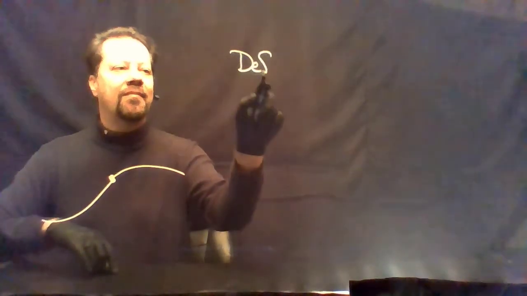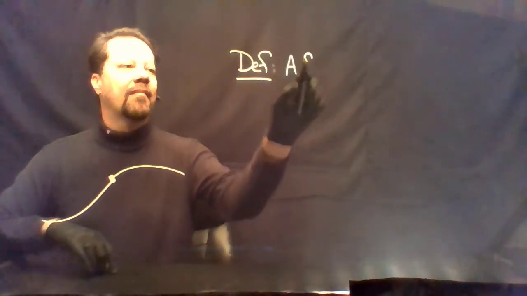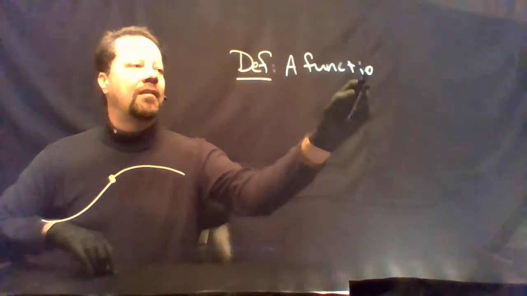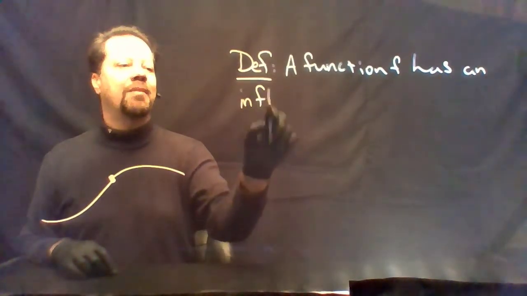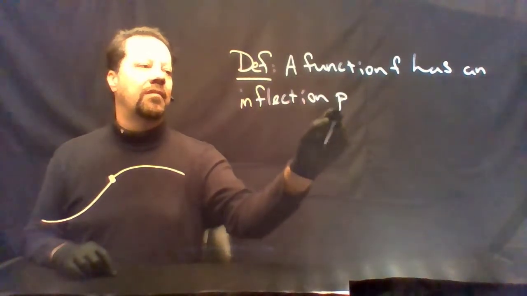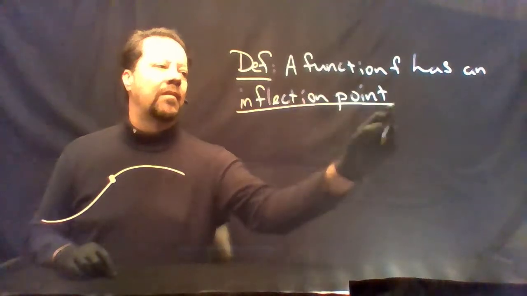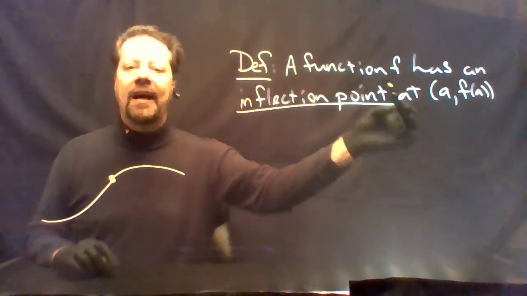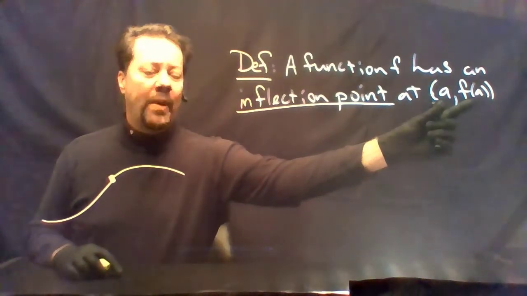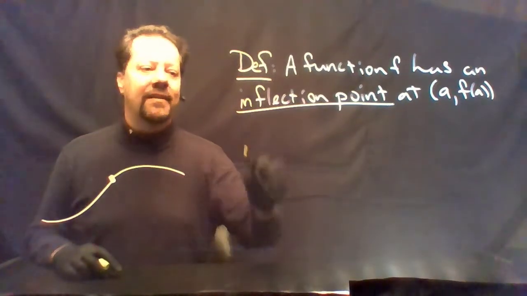Essentially, when the graph of a function changes from concave up to concave down or vice versa, the point on the graph is called an inflection point. More precisely, the function f has an inflection point at a, f of a. Notice that an inflection point is an actual point on the graph. It has both an x and a y coordinate.